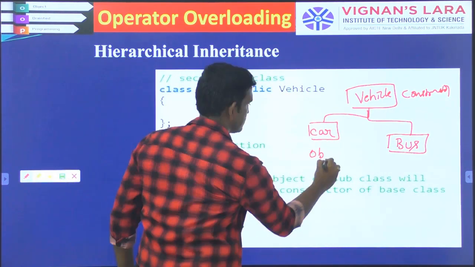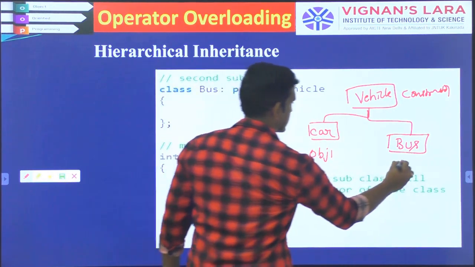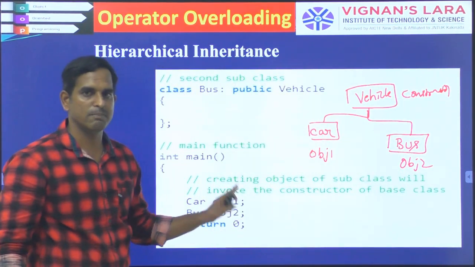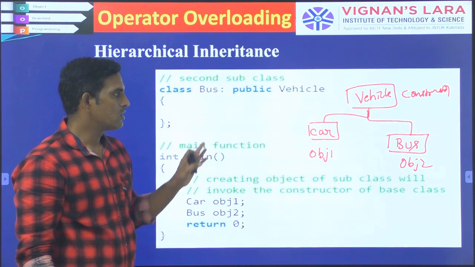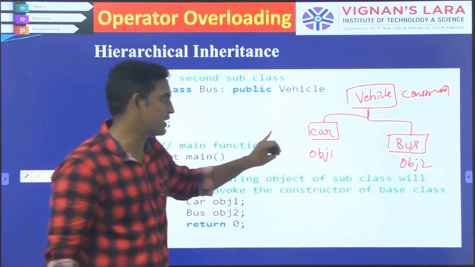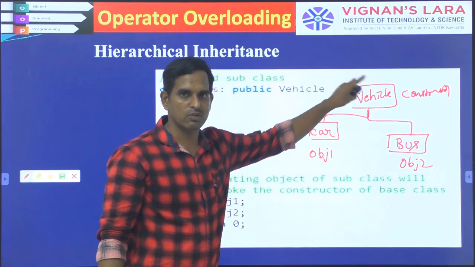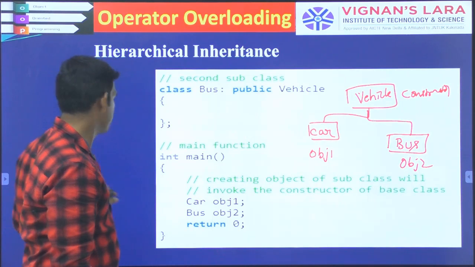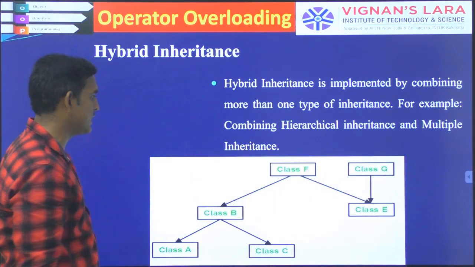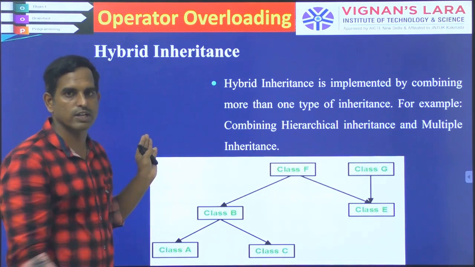When I create the car object 1, it will print the particular constructor, and if I create the bus object 2, again it will call the constructor and it will print the same thing a second time. So this is how you are going to implement your hierarchical inheritance, where more than one derived class will be getting the data from one base class. The last type is your hybrid inheritance, where you can be mixing more than one type of inheritance, whatever you have seen.